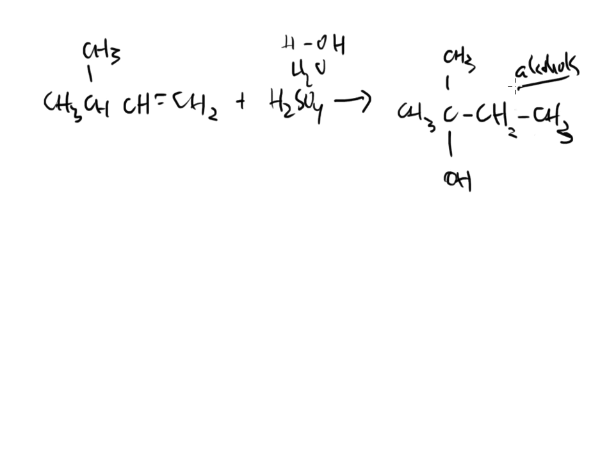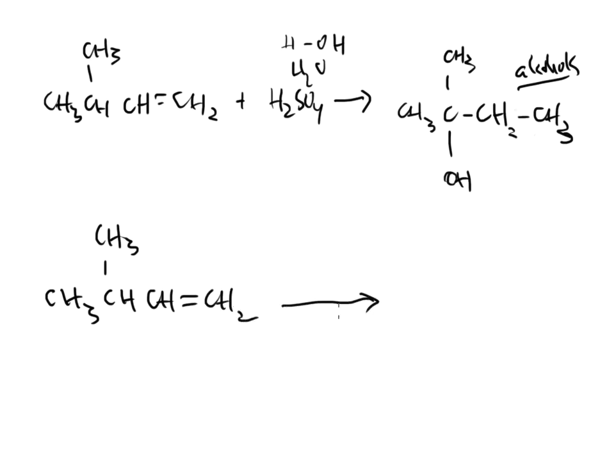Well, there's actually another reagent that I can now talk about. This was one version, and that was only one version. There's another way we can make an alcohol from an alkene. Let's take the same starting reagent, and instead of water and acid, let's use something called MCPBA.